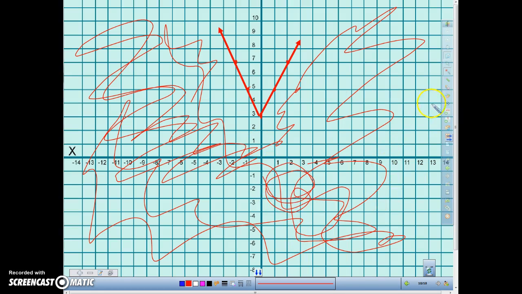Let's do one more of those. So here's what I want you to do. I'm going to write this problem down, and what I want you to do is pause the video and graph this, and then unpause it and make sure you did it correctly.